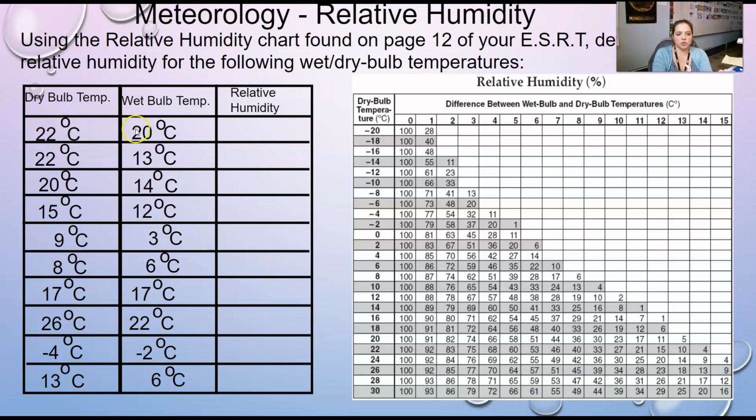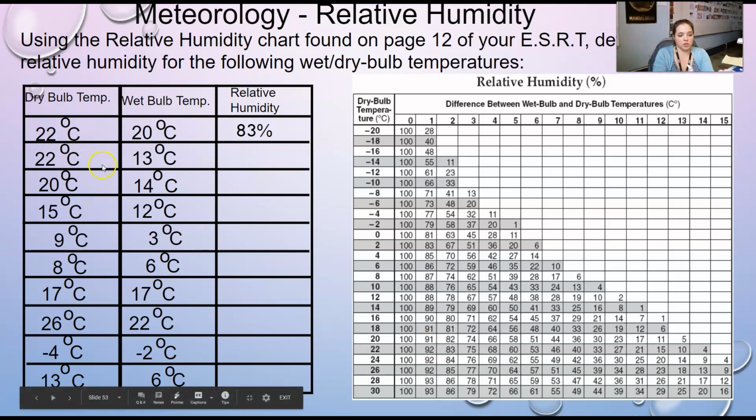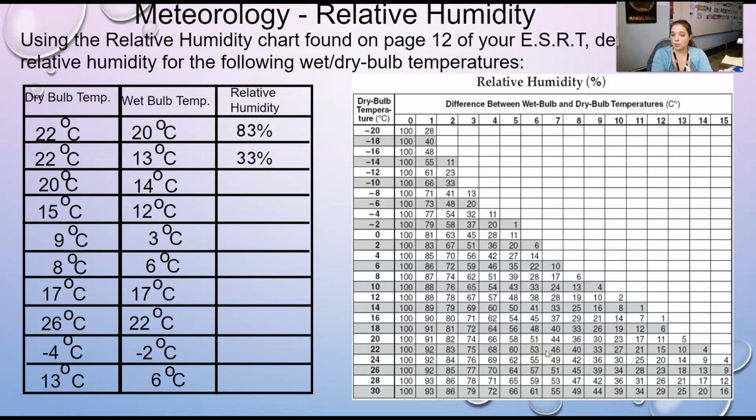So let's look at this, 22 and 20. Remember there's a 2-degree difference, 0, 1, 2, 83%. This is in percent. The other one's degrees Celsius. 22 and 13, going over 9, 33. I put 53 earlier. I don't know why. It's a difference of 9, because I can't count today. 20 and 14, that's a difference of 6. 0, 1, 2, 3, 4, 5, 6, 51.